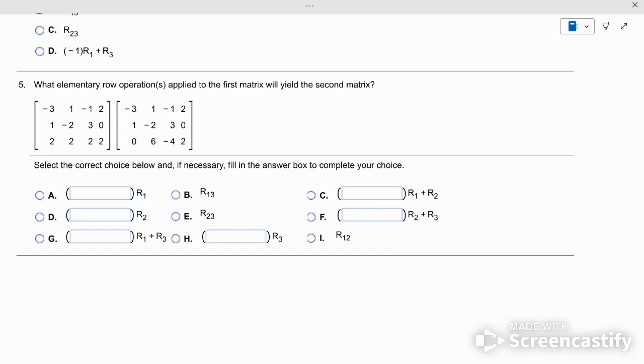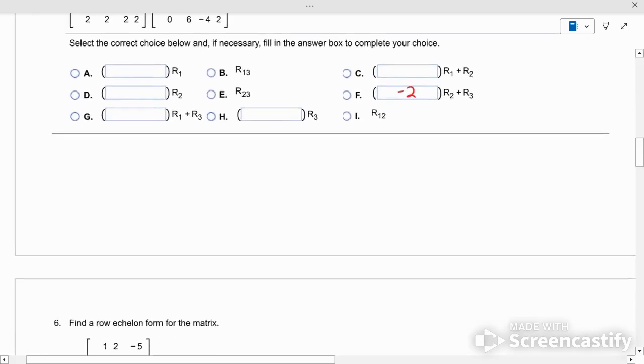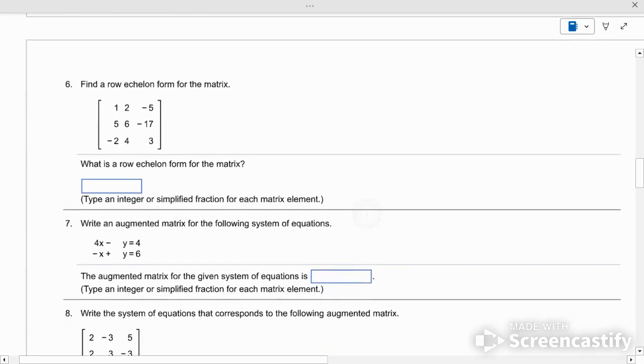Wow, you're really good, Will. You multiply this by -2 and add it to row 3. All right, so multiply row 2 by -2 and add it to row 3. That would have taken me a lot longer than that, Will. You're a matrix god. All right.